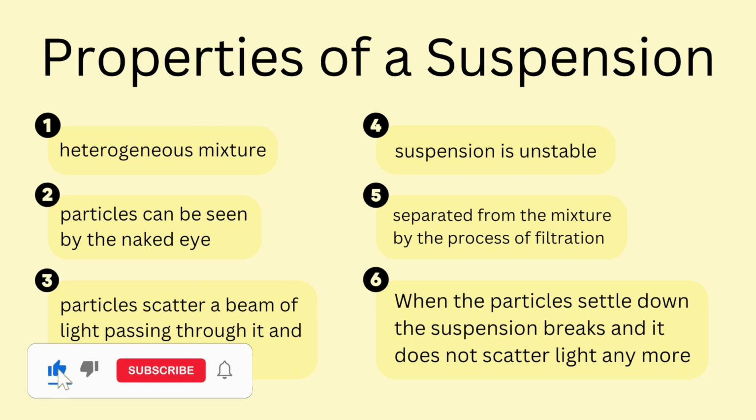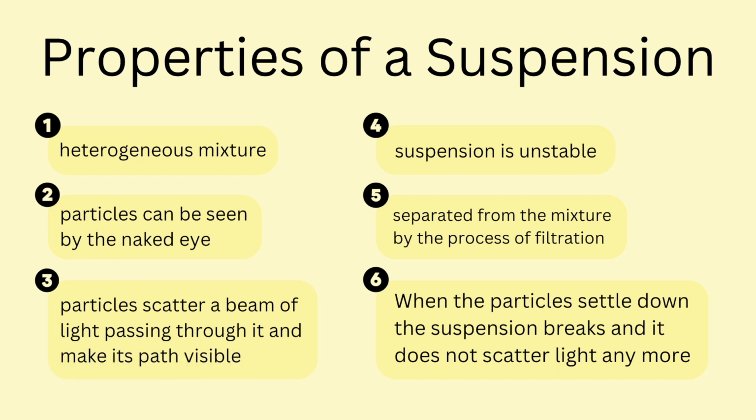Now we are just going to summarize all the properties of suspension that we have learnt. The first property is suspensions are heterogeneous in nature. So they don't mix very well. You will be able to clearly distinguish between the particles of the solute from the particles of the solvent. So they are heterogeneous in nature. The second property of the suspension is particles can be seen by the naked eye, meaning that they are not mixed well. So the particles of the solute don't get in between the particles of the solvent. So you will be able to clearly see the particles of the solute.